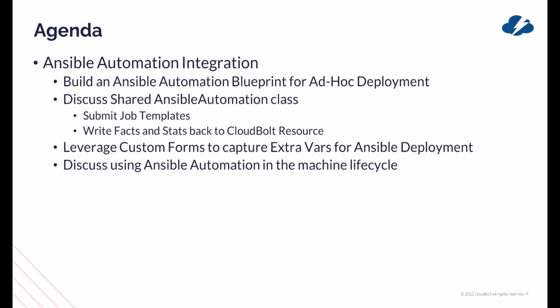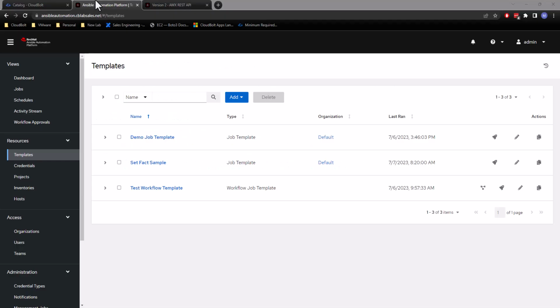We're then going to leverage custom forms to capture the extra variables required to drive our Ansible deployment. So we're going to take some time to go through custom forms, set it up, pass over extra variables, and verify that we're seeing what we're presenting as extra variables and they're getting passed over to Ansible as expected. And then we'll talk about leveraging Ansible Tower in the machine lifecycle. So that's what we're going to cover as part of this video. Let's go ahead and get started.